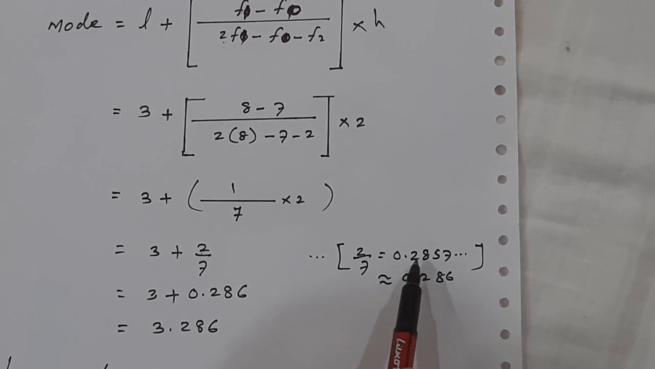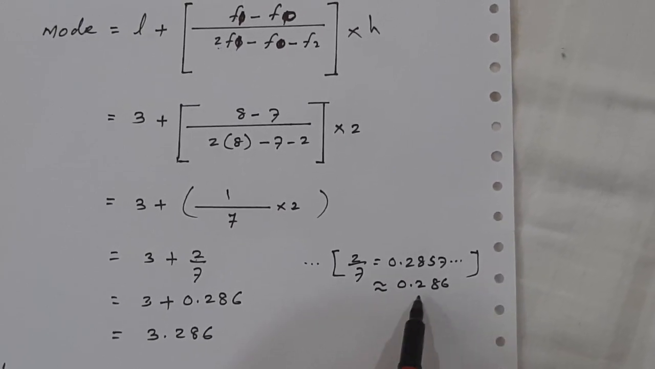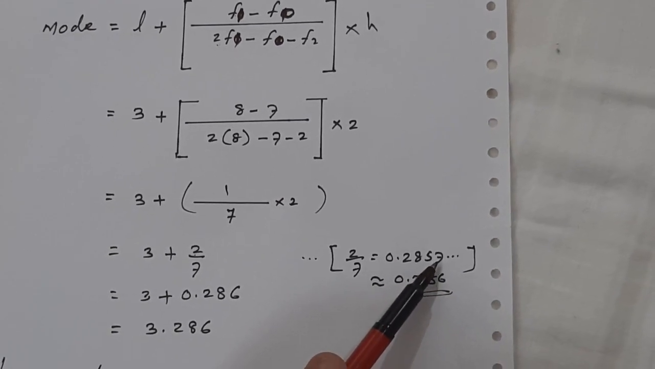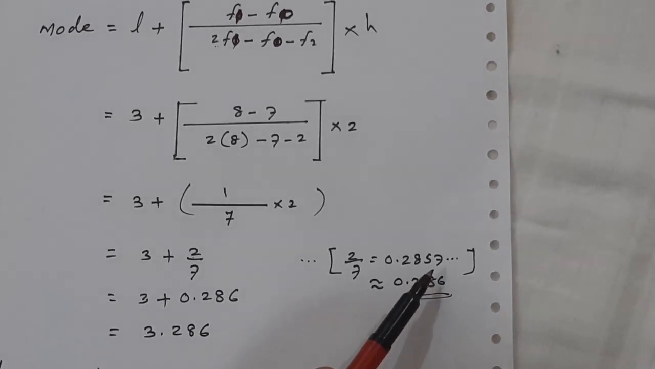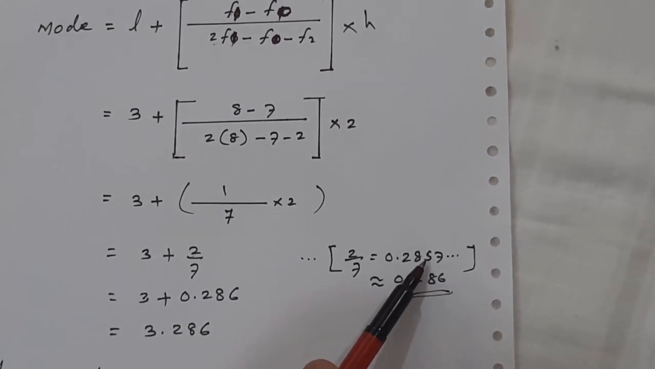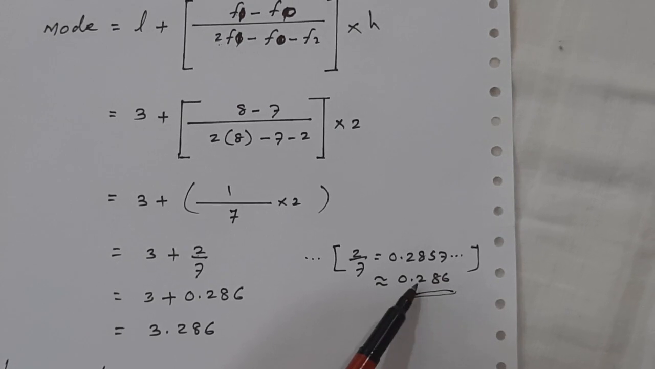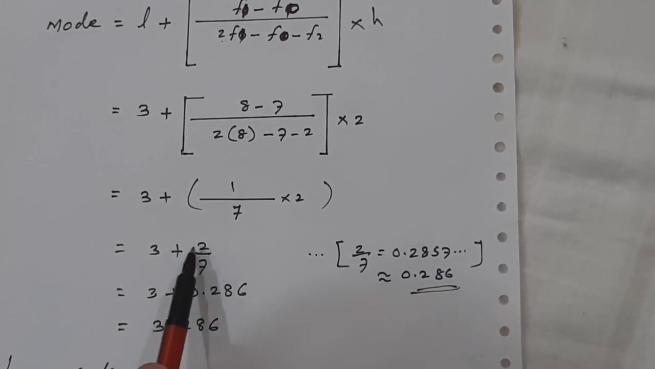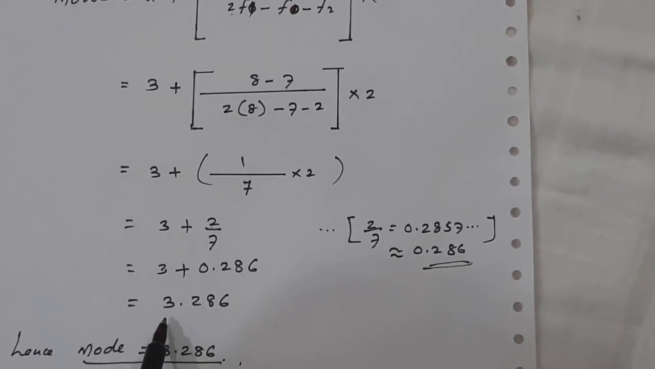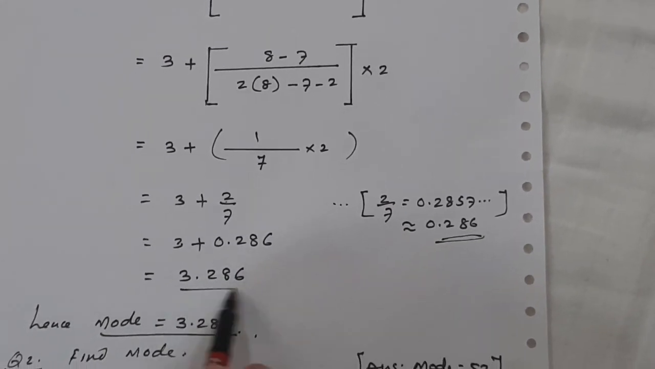You will get 0.2857 and so on. You write up to 3 digits. Now the fourth digit is 7, so you have to round up to 3 digits. Since 7 is greater than 5, add 1 to 5, so it will become 6. So 0.286 is the answer of 2 upon 7. So 3 plus 0.286, add, it will be 3.286.